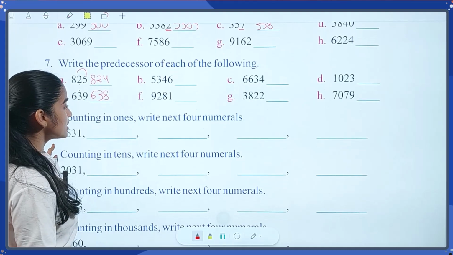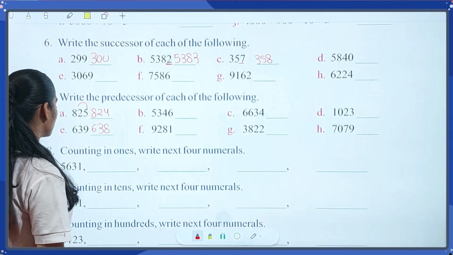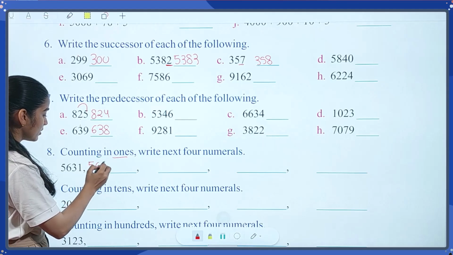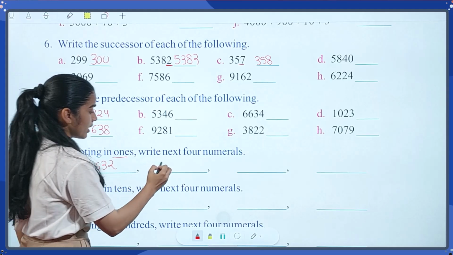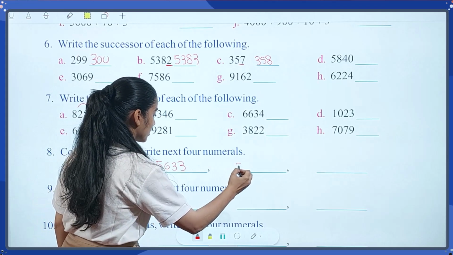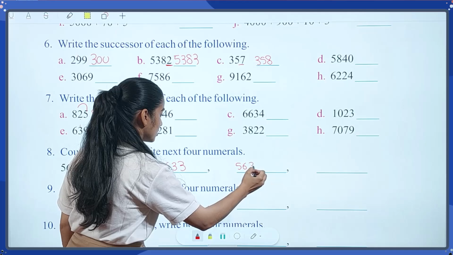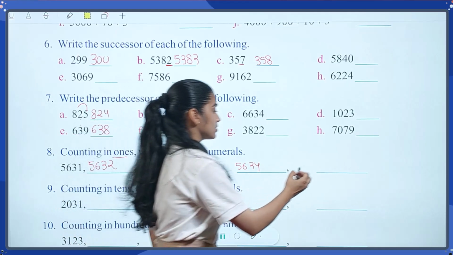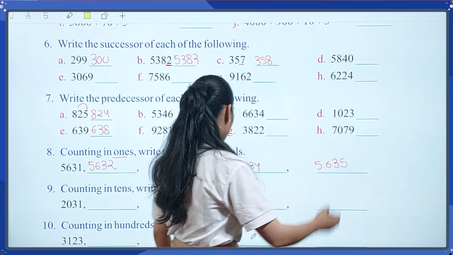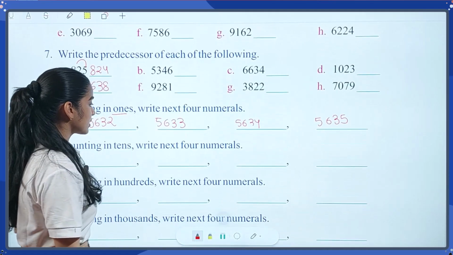Counting in ones, write next 4 numerals. So we have to count in ones. So 5632, 5633, 5634, 5635. Okay.